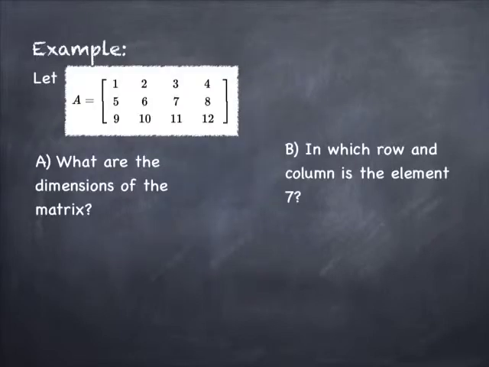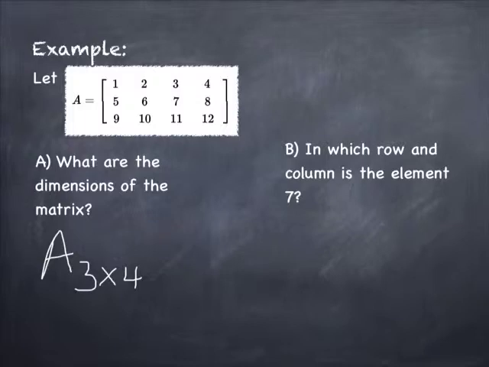So let's work with some matrices and figure out different bits and pieces. Here we want to figure out what the dimensions of this matrix are. This is matrix A, and it consists of 12 elements. The dimensions are the number of rows by the number of columns. So A has 3 rows and 4 columns. So A is a 3 by 4 matrix.